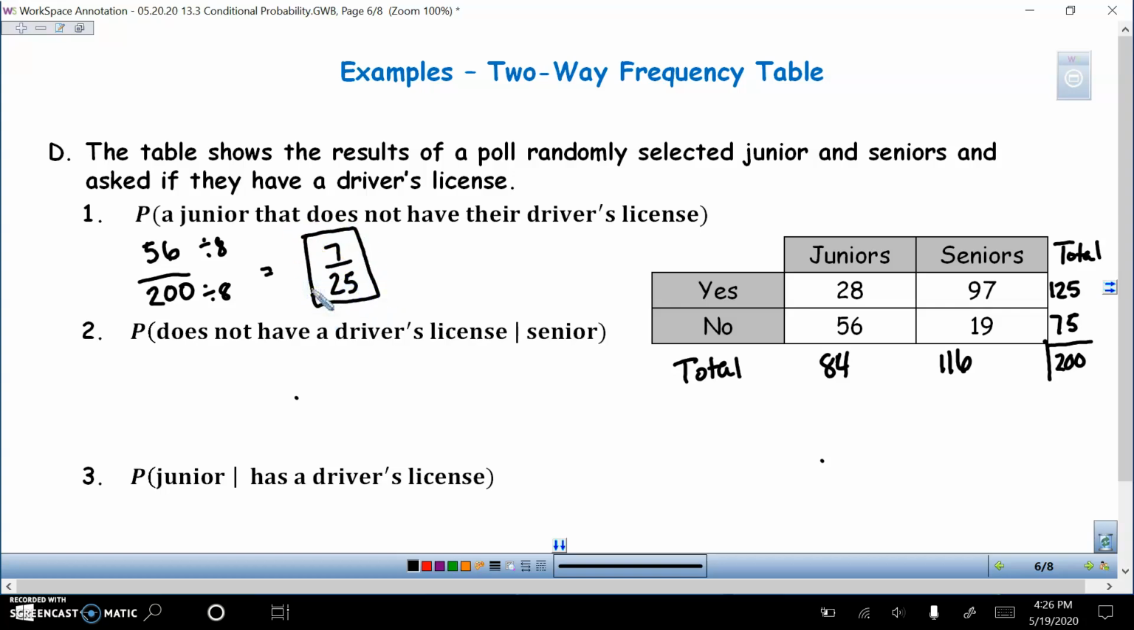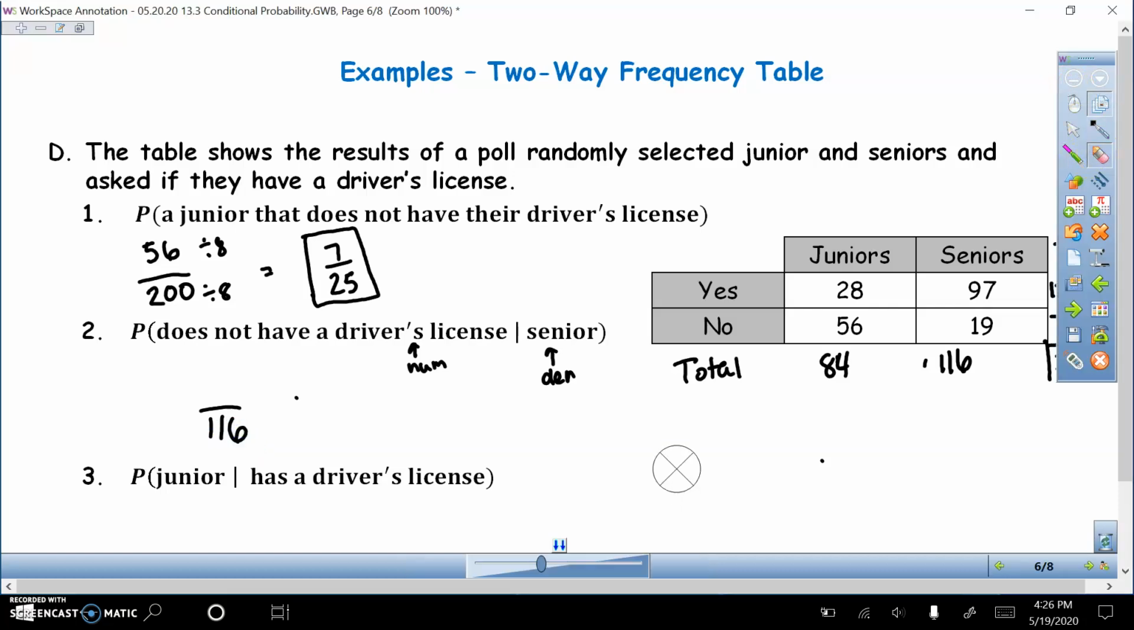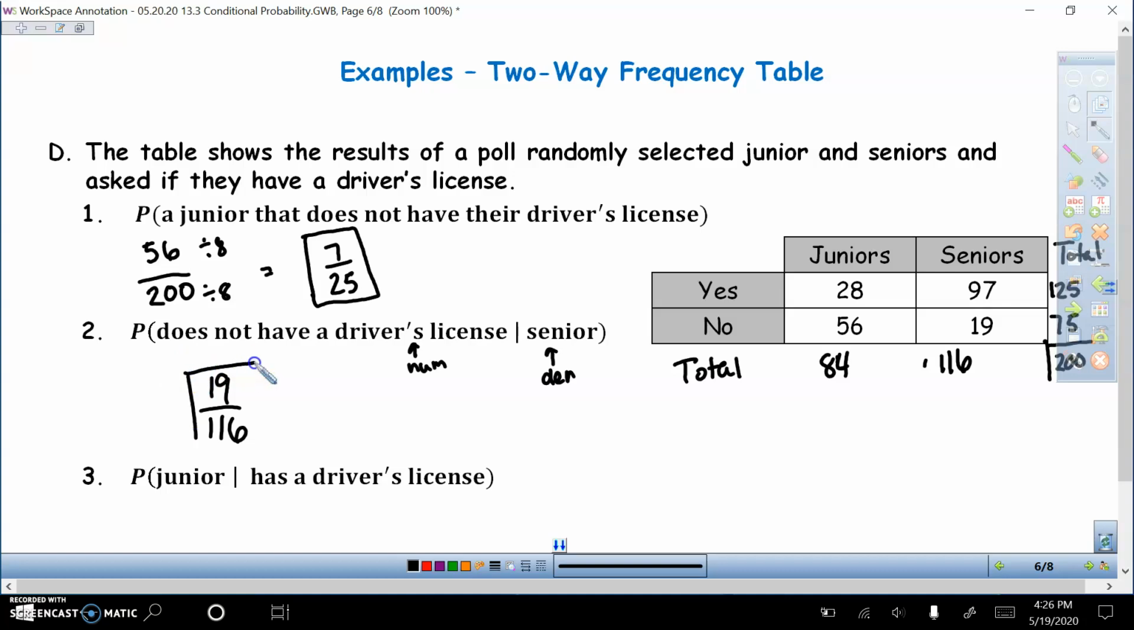All right, perfect. Next one, probability that they do not have a driver's license given that they are a senior. So seniors, remember this is going to be your denominator. Seniors that don't have a driver's license is going to be your numerator. So I am asking a total of 116 seniors. So I'm going to have out of 116. Of the seniors surveyed, of those 116, 97 have one and 19 do not. This is asking for do not, so 19 out of 116. And that does not simplify because the 19 is prime.